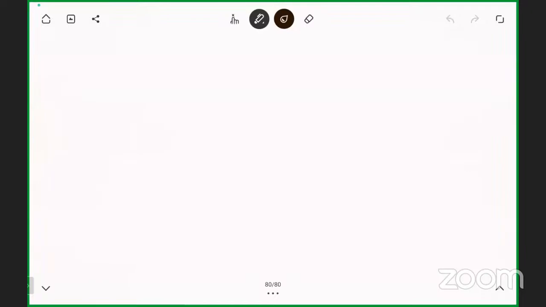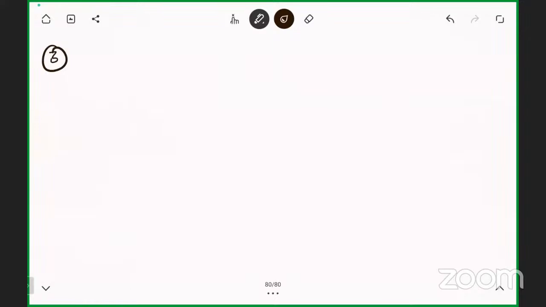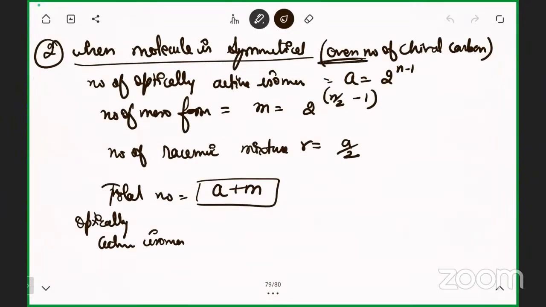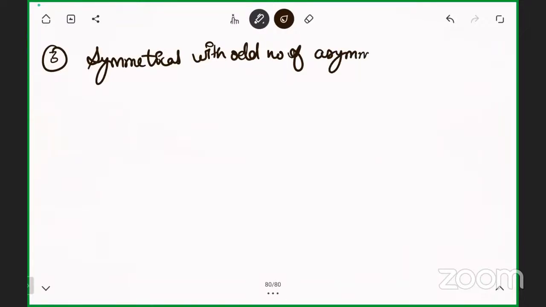Third case will be when the compound is symmetrical. It means a chiral carbon is present, but in the previous condition the chiral carbon was in even number. Now the third condition is symmetrical with an odd number of asymmetric carbons or chiral carbons.